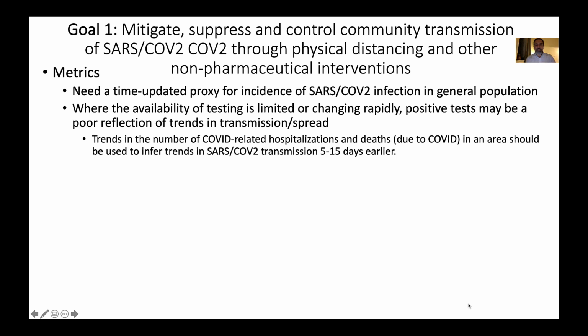And so we made the point that by tracking COVID-related hospitalizations and deaths that were due to COVID in an area, in the absence of good testing data and good incidence data, you could monitor hospitalizations and deaths to infer what was happening with trends in SARS-CoV-2 transmission 5 to 15 days earlier, right, because of the incubation period. So if we look at what's going on with hospitalizations today, and trends in hospitalizations, it reflects what was happening with incidence of the infection in the population sometime earlier. It's not ideal, it's not as timely as we would like, but it's still better than nothing.